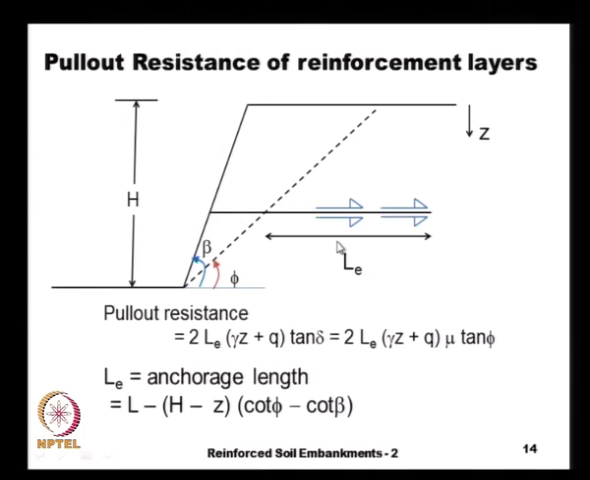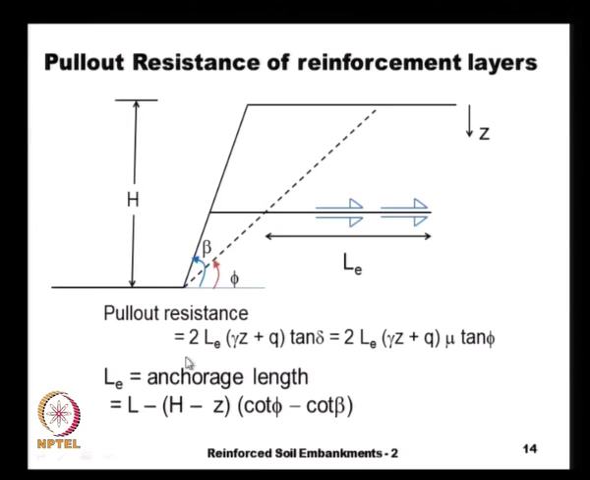And the pull out resistance is estimated based on the length of the reinforcement beyond the rupture plane, like this. So, in our case our rupture surface is at an angle of phi like this, and let us say our reinforcement total length is L. Out of that, Le is the anchorage length, and this anchorage length Le is L minus this length. That length is h minus z times, where z is the height from the top, cotangent phi minus cotangent beta.